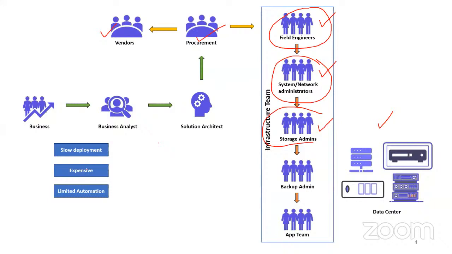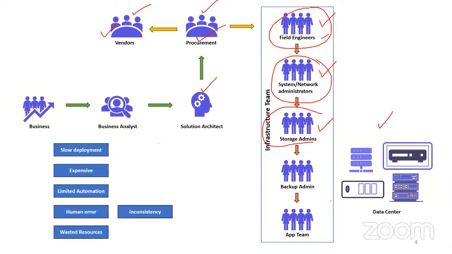And one more problem is that in the traditional working model, human error is there. With so many teams working on so many different tasks, the chances of human error are very high, which results in inconsistency in the environment. This is also one of the major problems, guys, because you see here, the solution team, procurement team, so many teams are working behind the scenes on many different tasks, which leads to human error, which results in inconsistency in the environment.